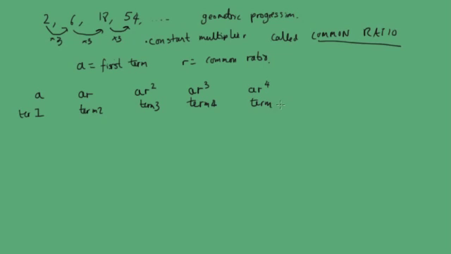Similarly, if you times this again by R, you get AR to the power 4, which is term 5. So we can see that the nth term is equal to the first term, A, times the common ratio raised to the power of n minus 1. Which we can see here, this is term 5, but we raise that R to the power 4, so n minus 1.